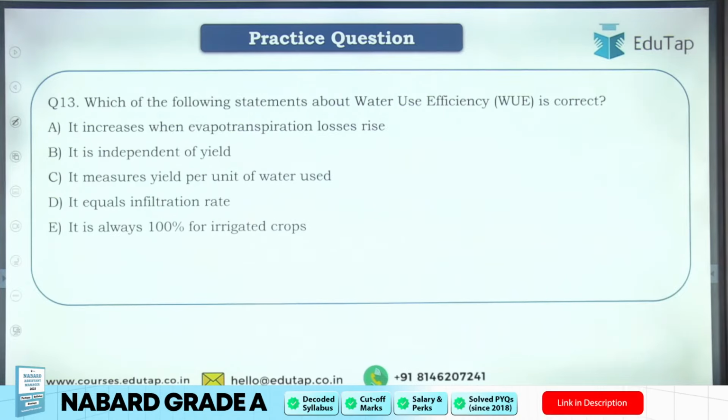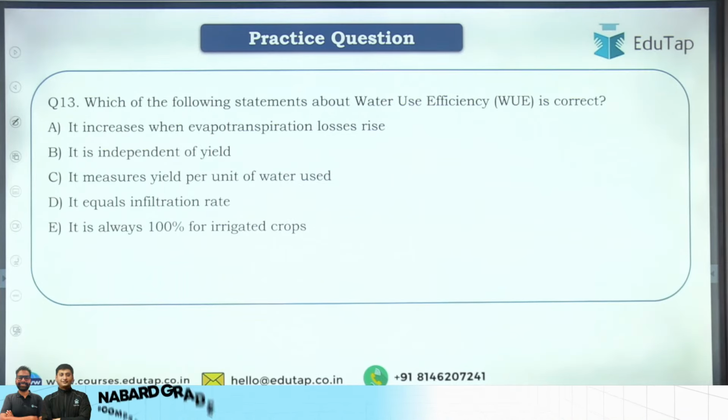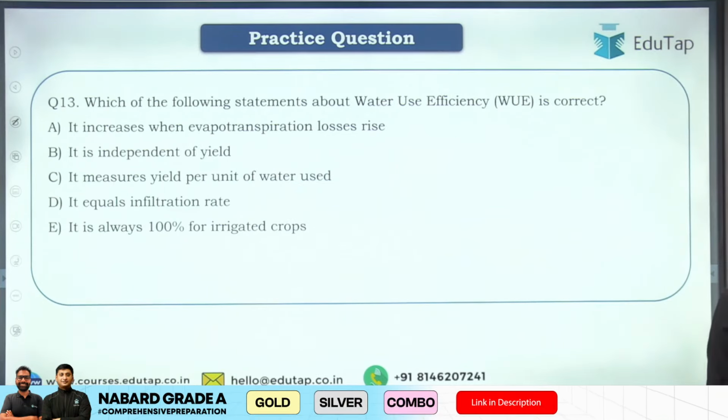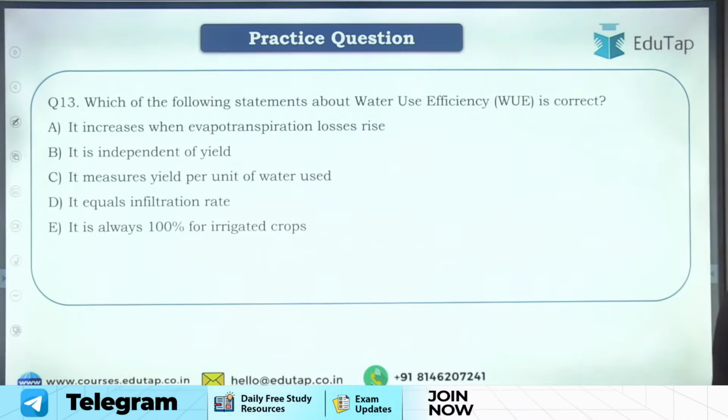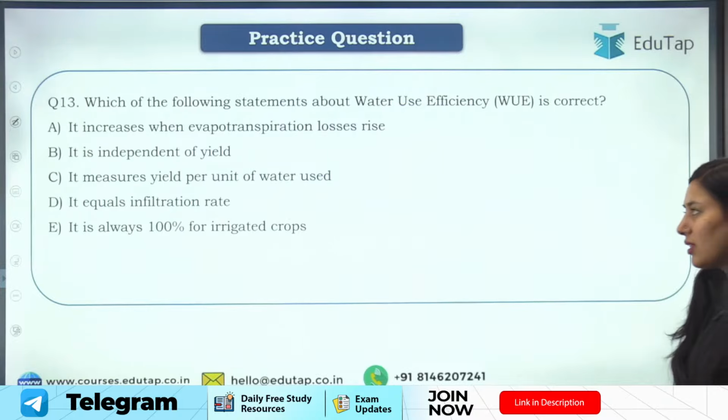चलो, next question, which of the following statements about water use efficiency is correct? Okay, your options are: it increases with evaporation losses rises, it is independent of yield, it measures yield per unit of water used, it equals irrigation infiltration rate, it is always 100% for irrigated crop. Okay, so you have to tell me the correct statement.